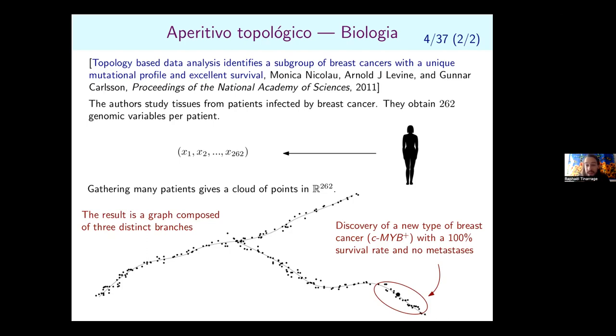And they discovered at the end of this branch a group that was not known at this time, a group of patients that synthesize a particular molecule, protein, CMYB+, and they have the property that this group do not die from the cancer. They all survive. So they gave the name CMYB plus to this group.